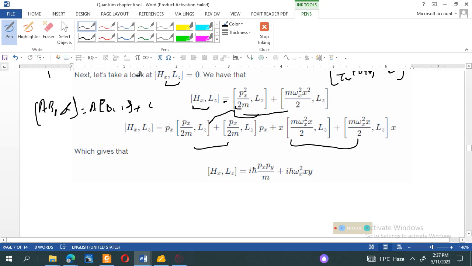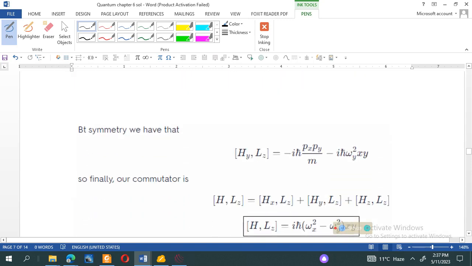Similarly, some terms will go to 0 and some terms will survive. So we will be left with the commutator of Hx and Lz equal to iota h cut Px Py over m plus iota h cut omega square x into y. This is the commutation of Hx and Lz. So by symmetry, we can write that the commutator of Hy and Lz will be equal to minus iota h cut Px Py over m plus minus this term.